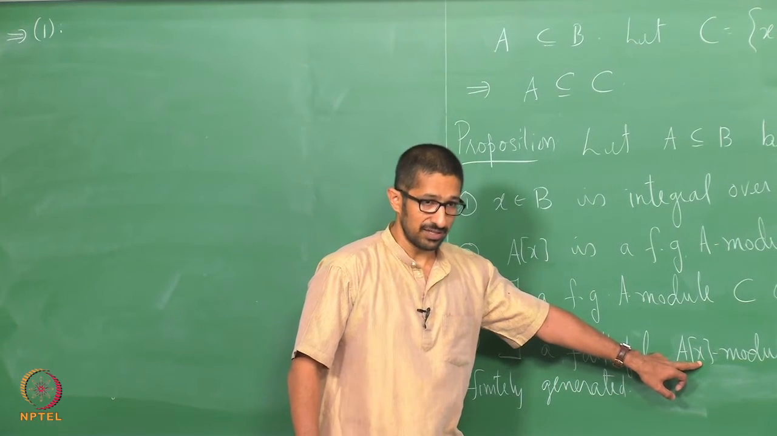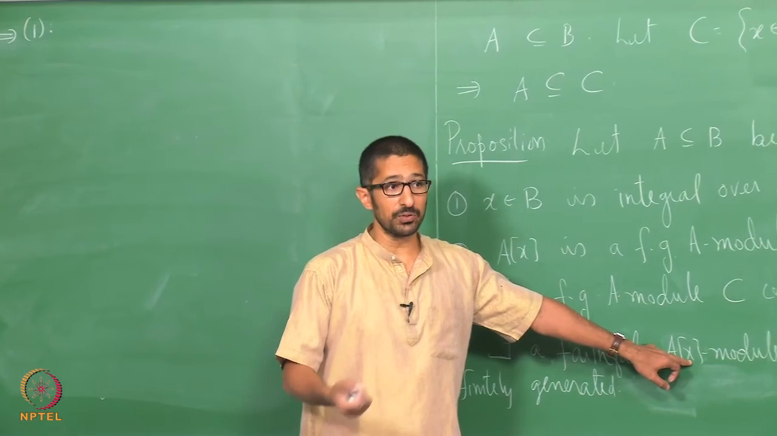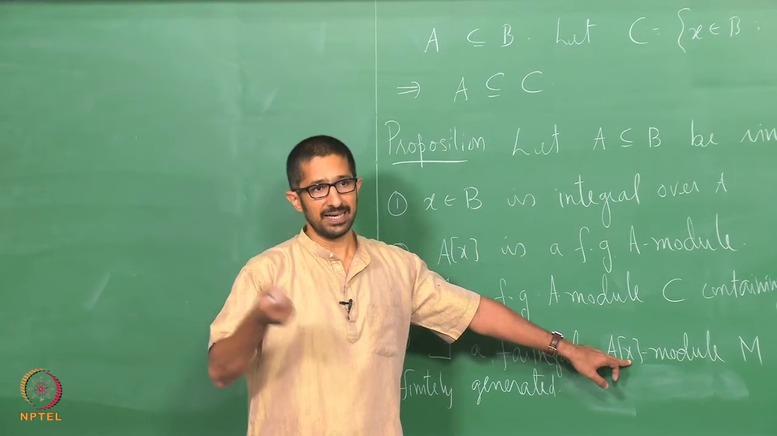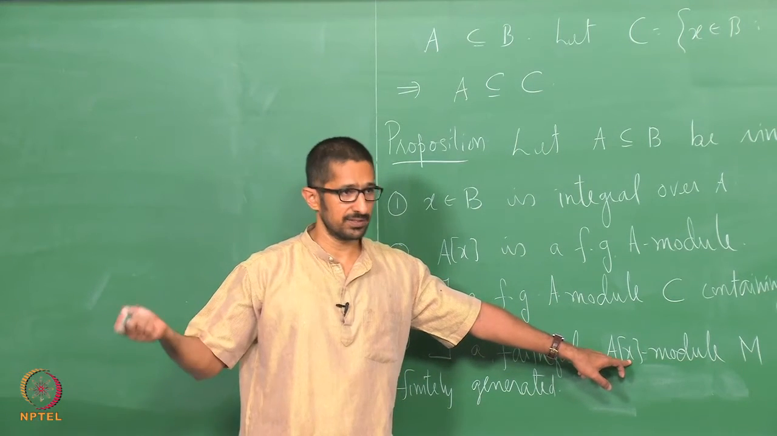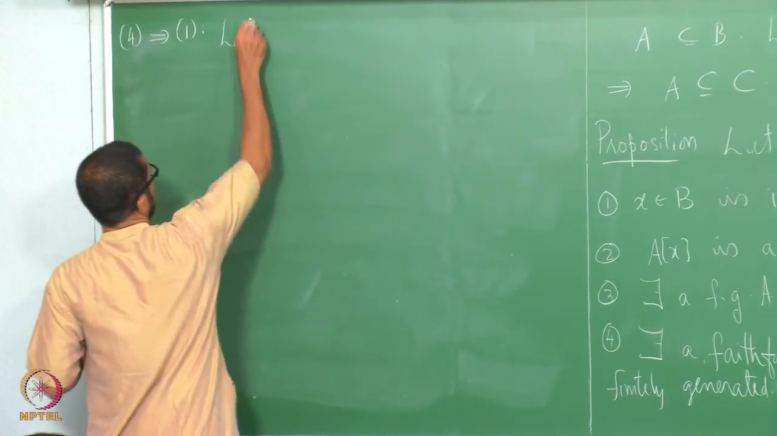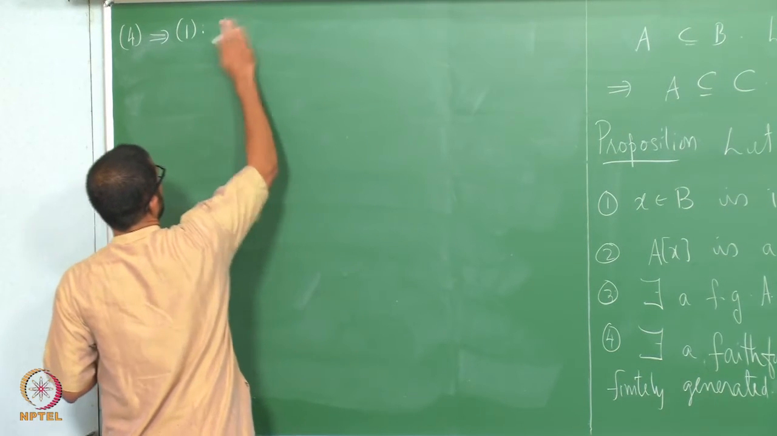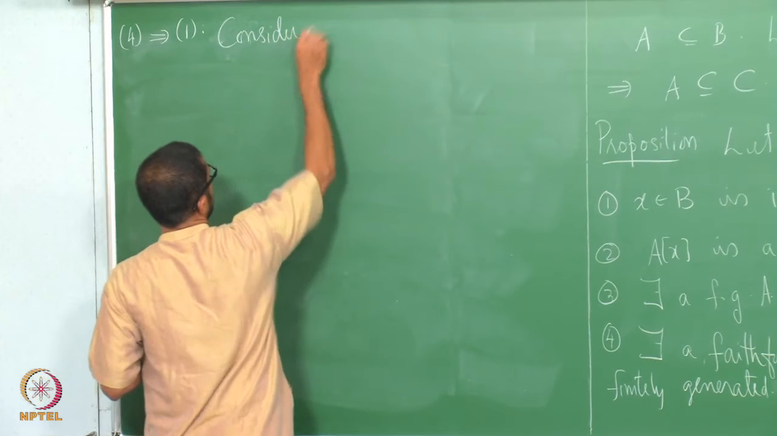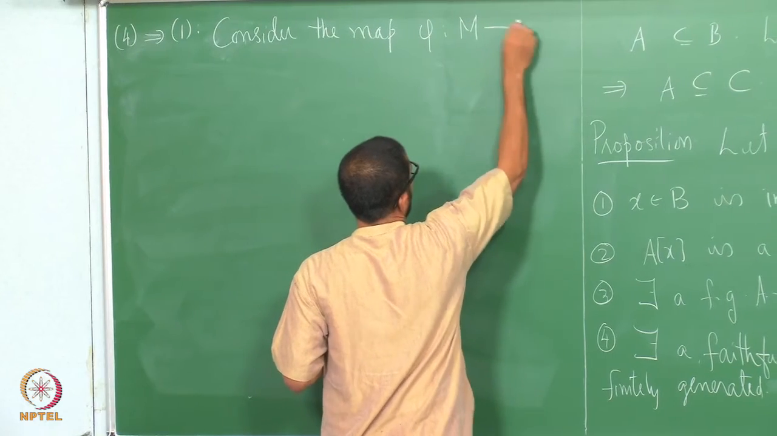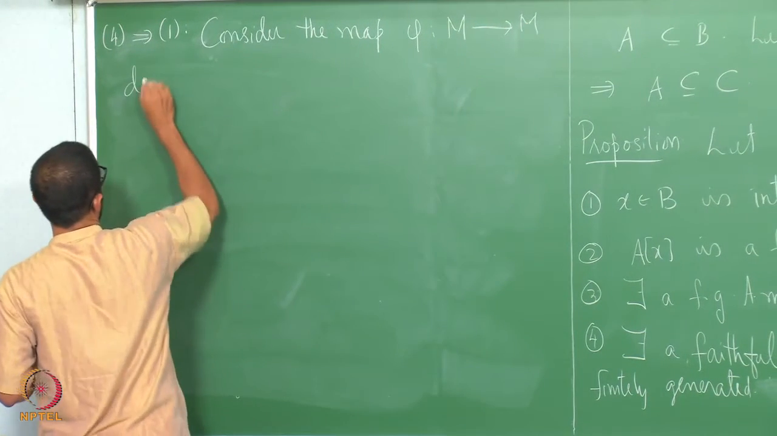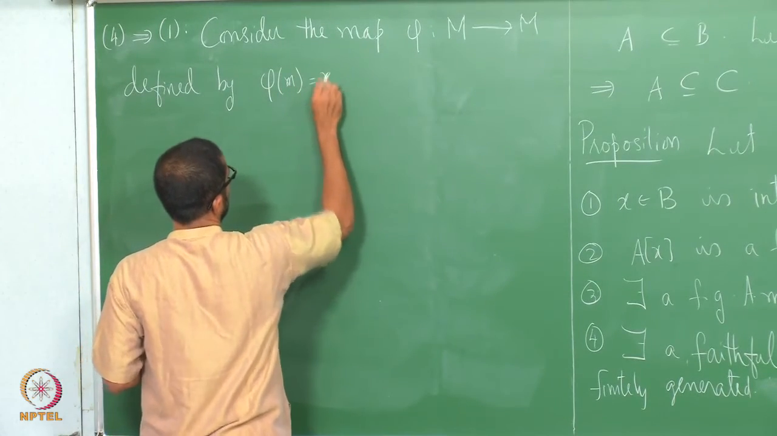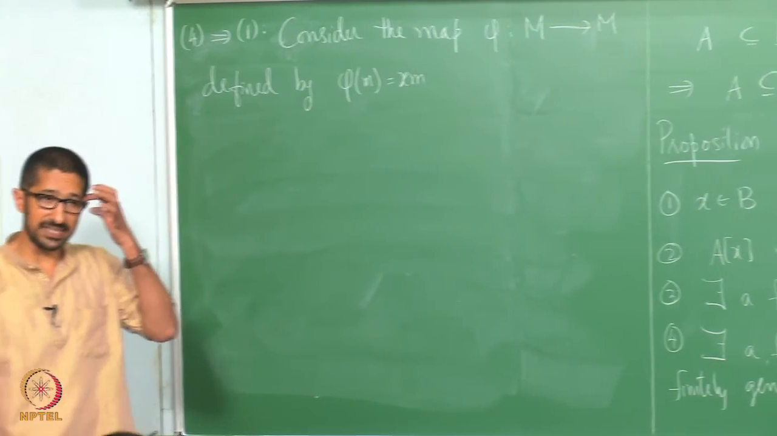Or in other words, I need to produce an integral equation of the form x^n plus a1 x^(n-1), and so on and so forth. So, therefore, let us consider the map phi from M to M defined by phi of m equal to x m. This is the multiplication map.